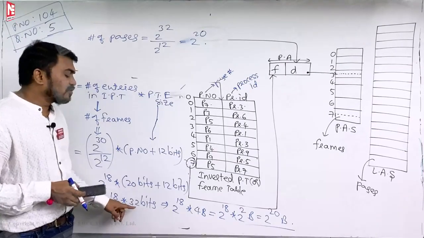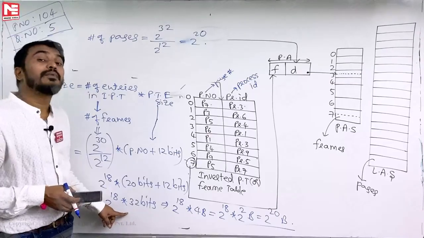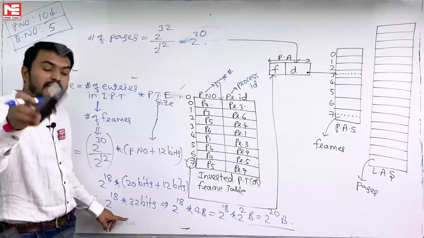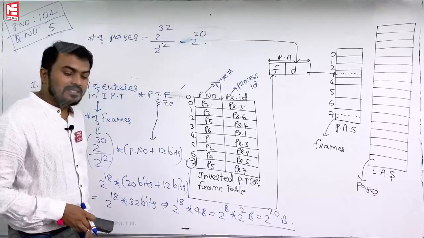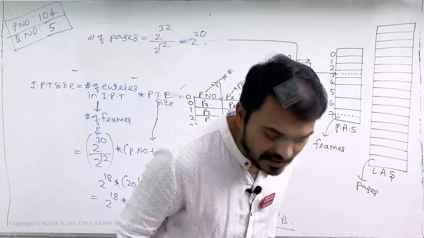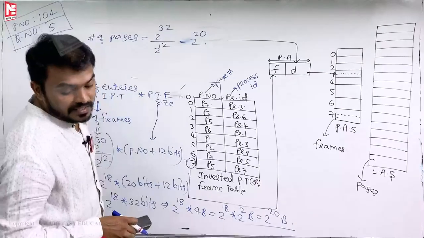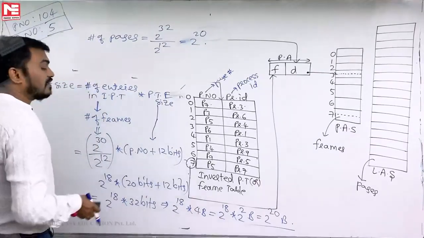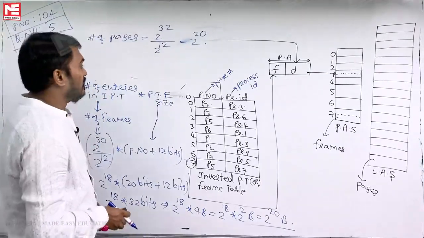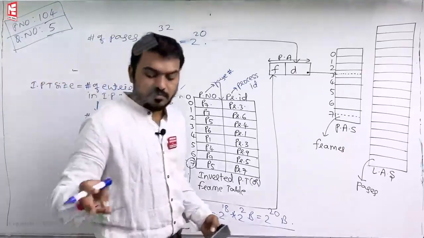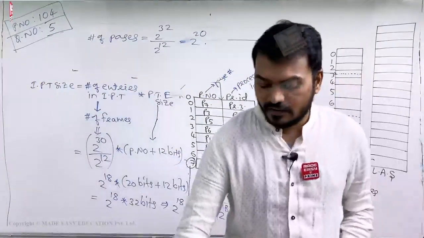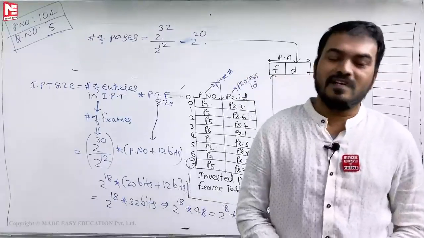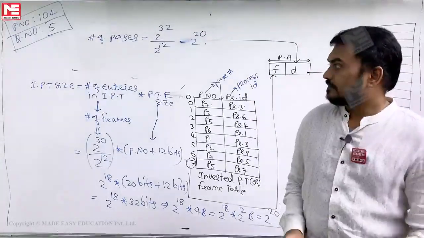So even if you write that as 2 power 5, your answer will be in bits. But what is the option given there? Options are given in bytes, right? So don't make that silly mistake. If you make that simple and silly mistake, you get the wrong answer. So that is the concept of inverted paging, with all the related questions. Is that clear? Right. So thank you.